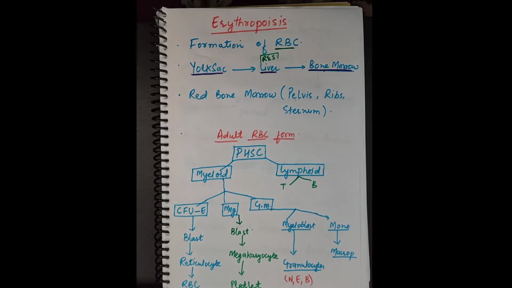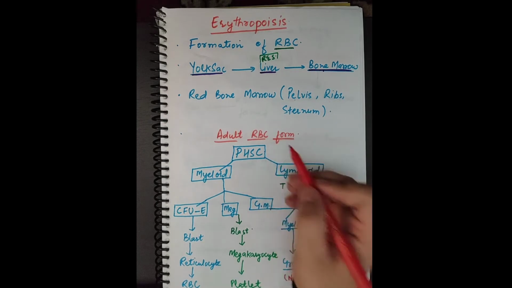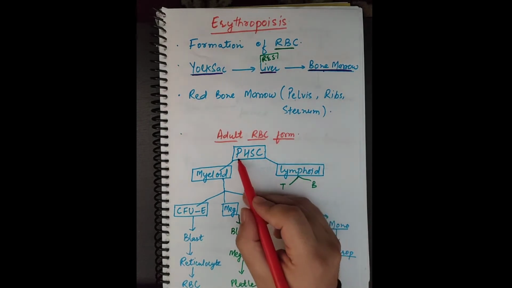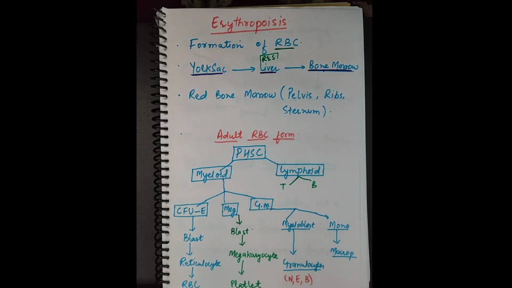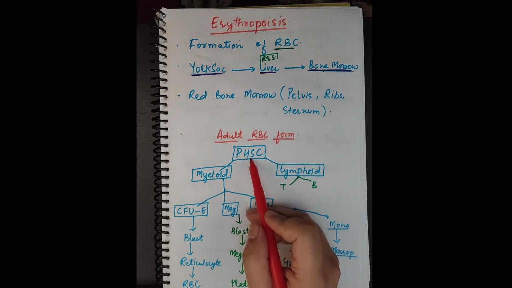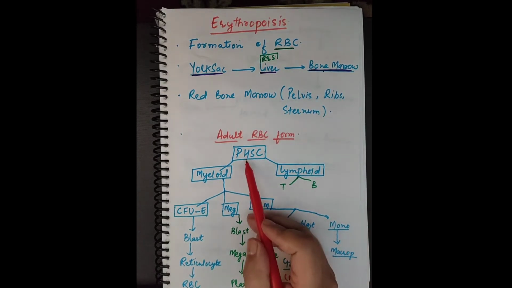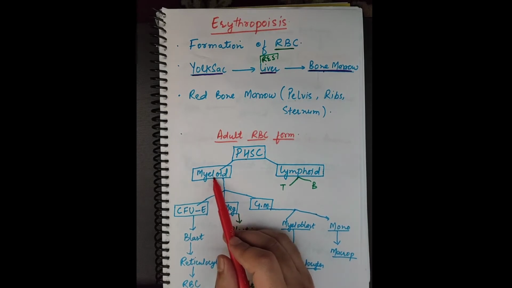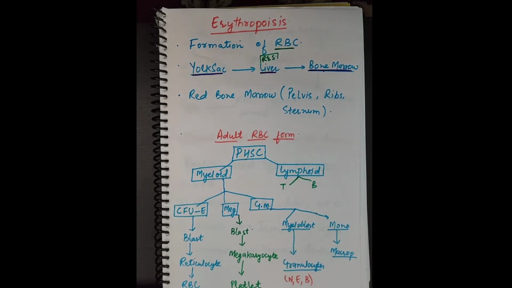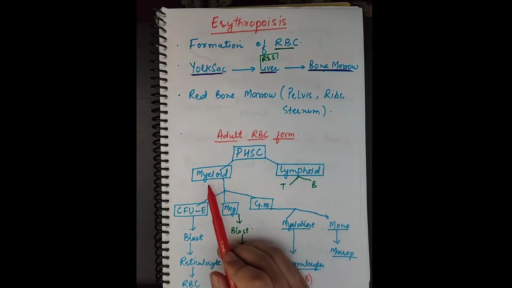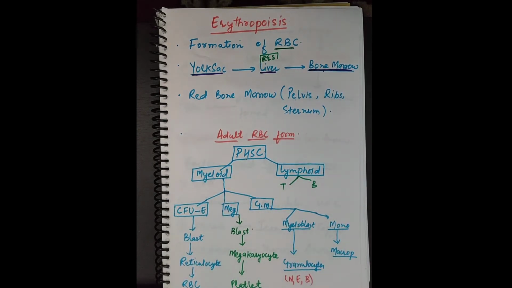Let's talk about adult RBC formation. How in adults RBC is formed. In bone marrow, we have a cell that is the pluripotent hematopoietic stem cell. So we have some cells in the bone marrow which have the ability to divide and form any cell of the blood. हमारी बोन मैरो में कुछ ऐसे सेल्स हैं जो डिवाइड करके सारे ब्लड के सेल्स को बना सकते हैं. This pluripotent hematopoietic stem cell divides and forms two types of cells, myeloid stem cell and lymphoid stem cell. ये सेल डिवाइड करता है और माइलॉइड सेल्स और लिम्फॉइड सेल्स दो तरह के सेल्स बनाता है.